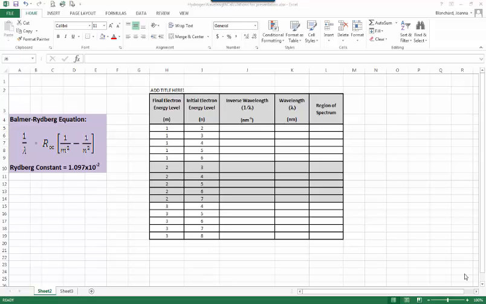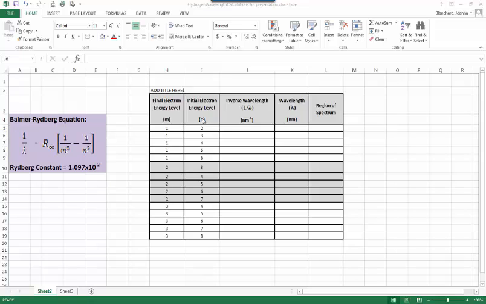In the calculation section of your atomic spectroscopy lab, you're asked to calculate the wavelengths of hydrogen's spectral lines using this equation, the Balmer-Rydberg equation. So this equation shows you that 1 over lambda, which is wavelength, equals R infinity, which is the Rydberg constant that has a value of 1.097 times 10 to the minus 2 inverse nanometers, times 1 over m squared, which is the final electron energy level, or where the electron falls to, minus 1 over n squared, or the initial electron energy level, or where the electron started.